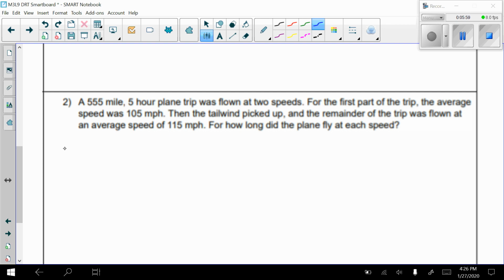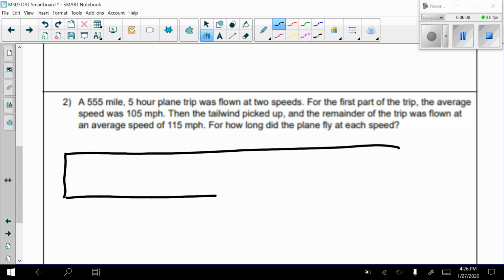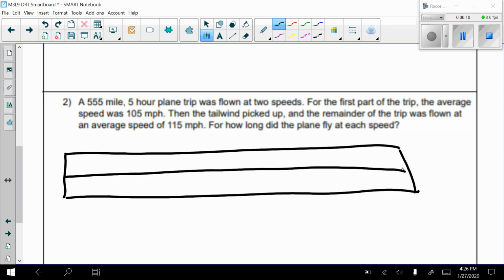So we need to make our table. And we have the first leg of the journey and the second leg of the journey. And we know that rate multiplied by time equals distance. That's just something you're going to have to memorize.